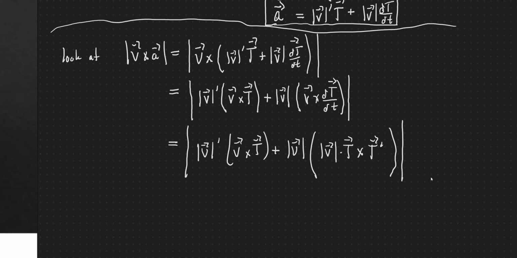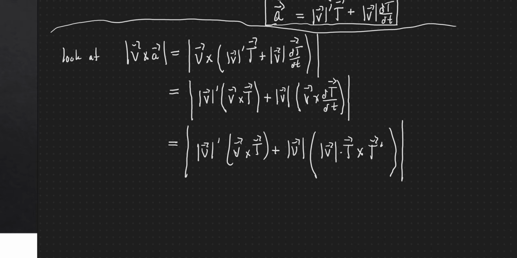Okay, so that's interesting. Maybe, or maybe you don't think much happened there. Well, I know T and T prime are orthogonal to each other. So that means something in terms of the cross product. We'll get to that in a second. And then over here I have v and T.